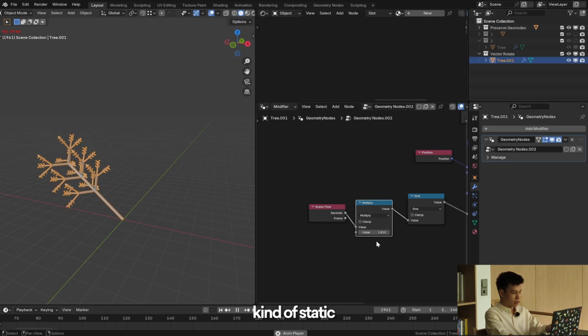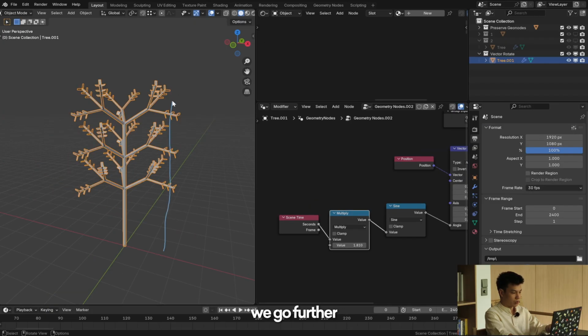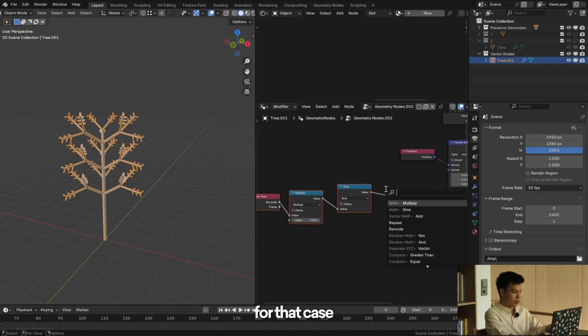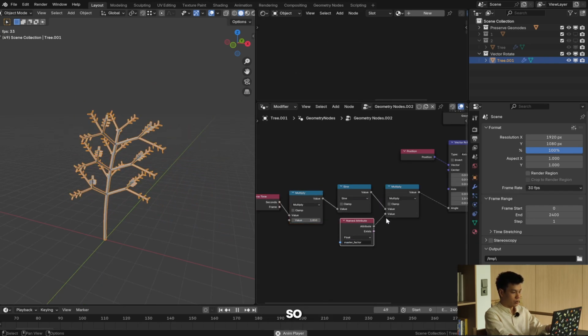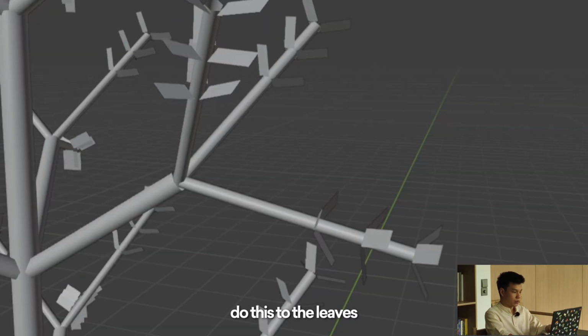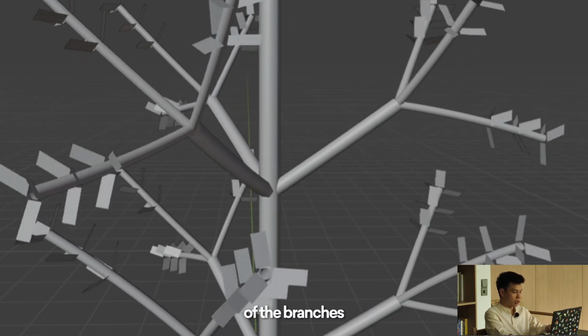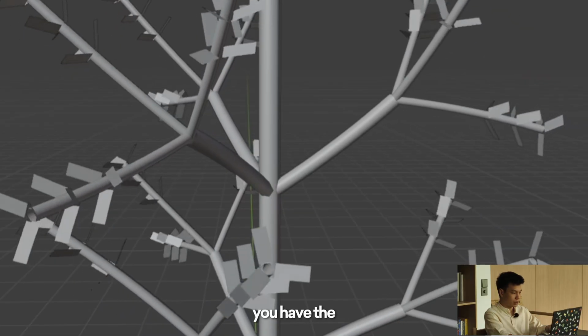Now, it looks kind of static. How about when we go further to the tip of the branch, the factor rotation gets bigger? For that case, we can just use the factor and multiply it again. So, it will look like this. Do this to the leaves and also every hierarchy of the branches, and now you have the tree animation.